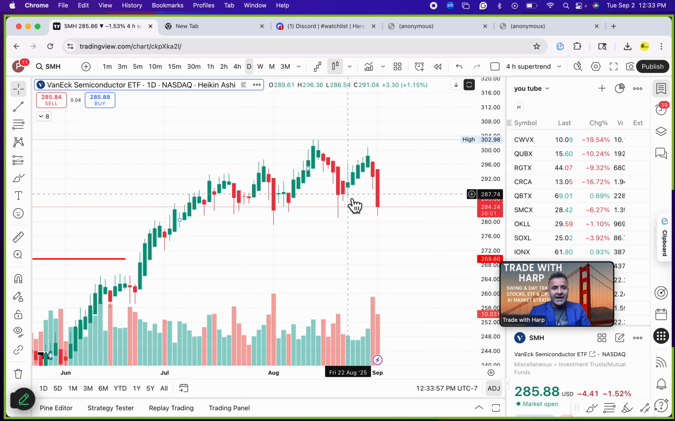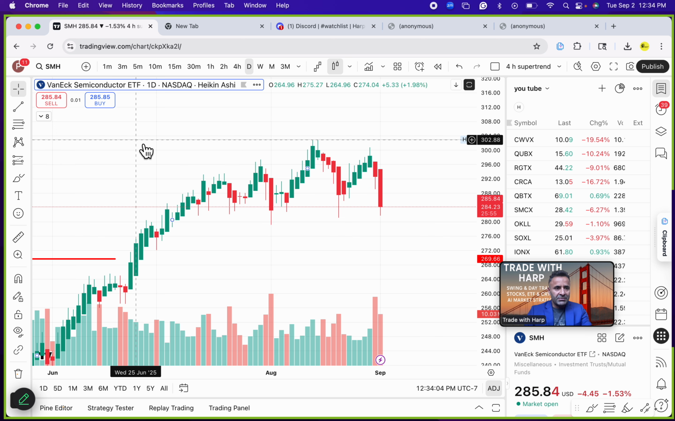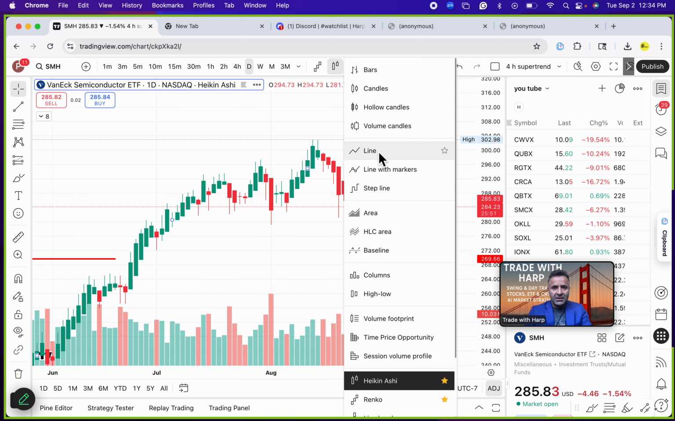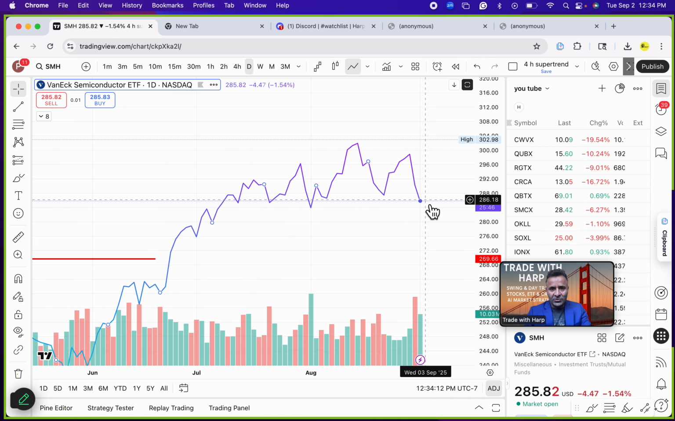I'll show you the chart SMH. If you see this head and shoulder pattern, this will be the left shoulder. Let me draw it for you here. Let me show something by drawing lines to make it easier. If you see the line, left shoulder, head, and right shoulder, and this is our neckline.